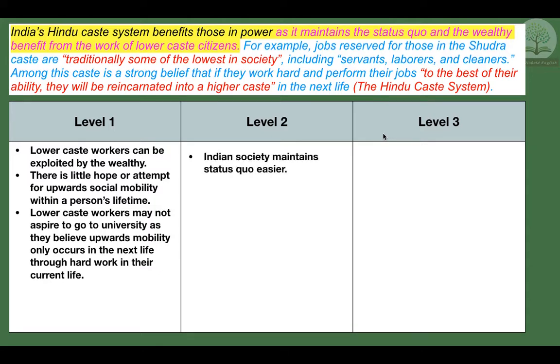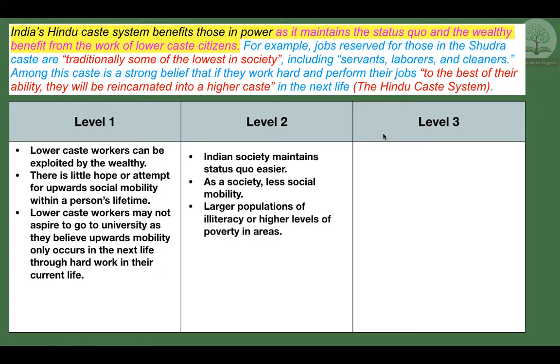We could then go on to look at how this impacts a whole, saying that Indian society maintains its status quo more easily. We could talk about how, as a society, this means less social mobility, larger populations of illiteracy and high levels of poverty in certain areas, prejudice in society, or we could say that there's no difficulty in filling jobs at lower levels. So again, at level 1, we looked at the impact of this evidence upon individual people, and then how those impacts represent and show us something about a whole system, in this case, the entire Indian society.